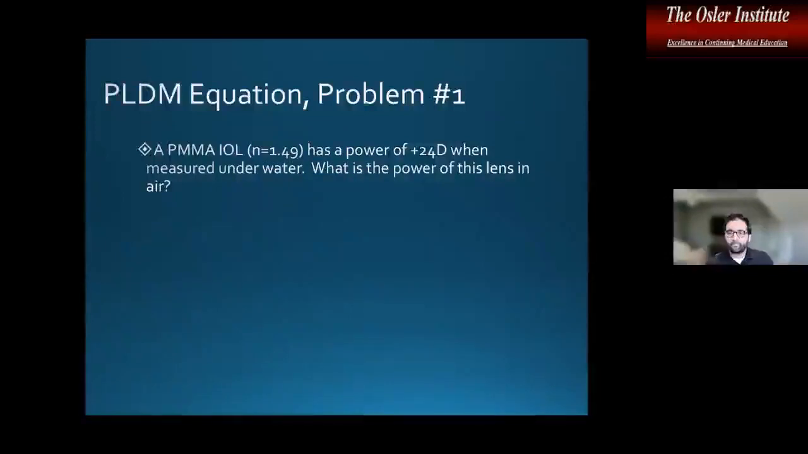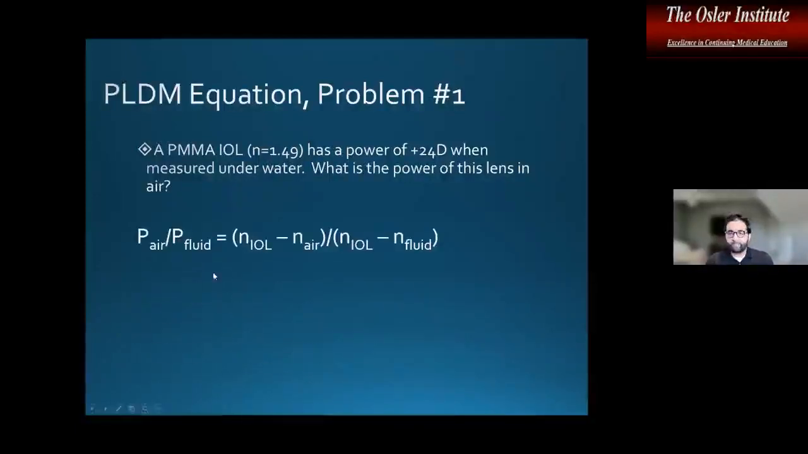Okay, let's do an example of one of these types of problems. A PMMA IOL, N of 1.49, has a power of 24 diopters when measured underwater. What is the power of this lens in air? Well, this is a great example of a type of problem that can show up on the test, and this is where we can use the Plead-Me to figure that out.